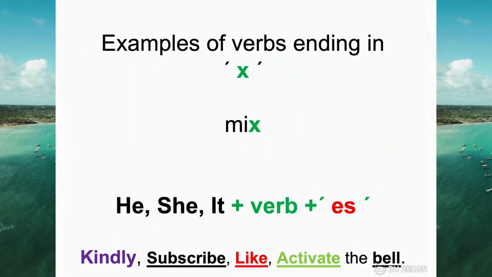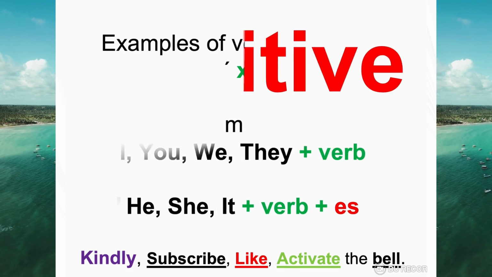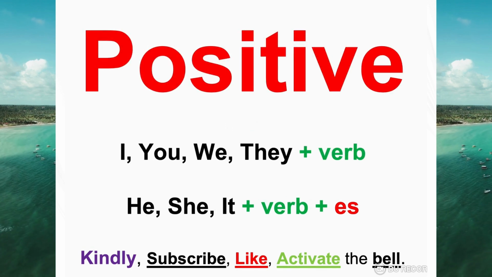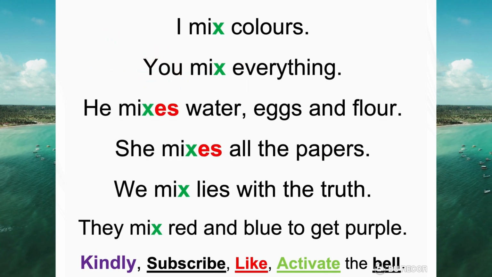In this slide, we are going to deal with the verb mix. Mix is to put two things together. Let's see the positive form. I mix colors. It means I put all the colors together.